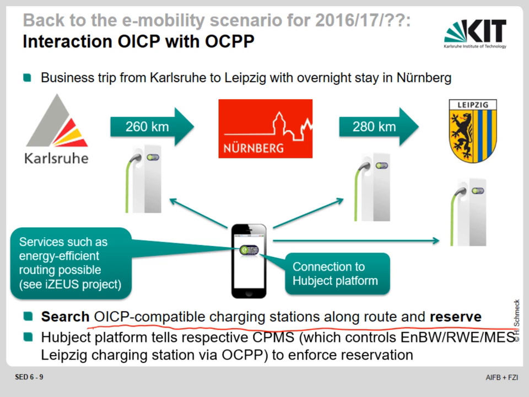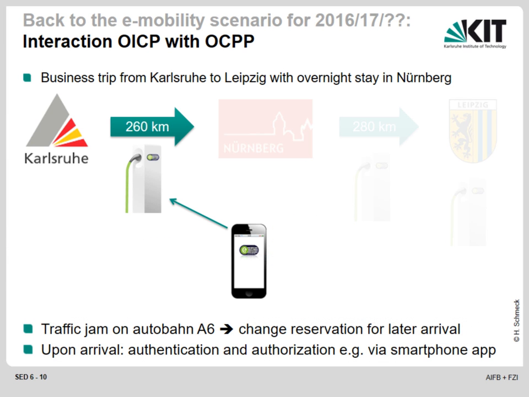On these, maybe on your smartphone you also have other services available, like energy efficient routing services. Things like that have been developed already. And then things might happen, like a traffic jam on the Autobahn, and you have to change the reservation. This also has to be possible: while you are driving you must be able to modify your reservations. And when you arrive, you have authentication and authorization, for example, by using your smartphone.